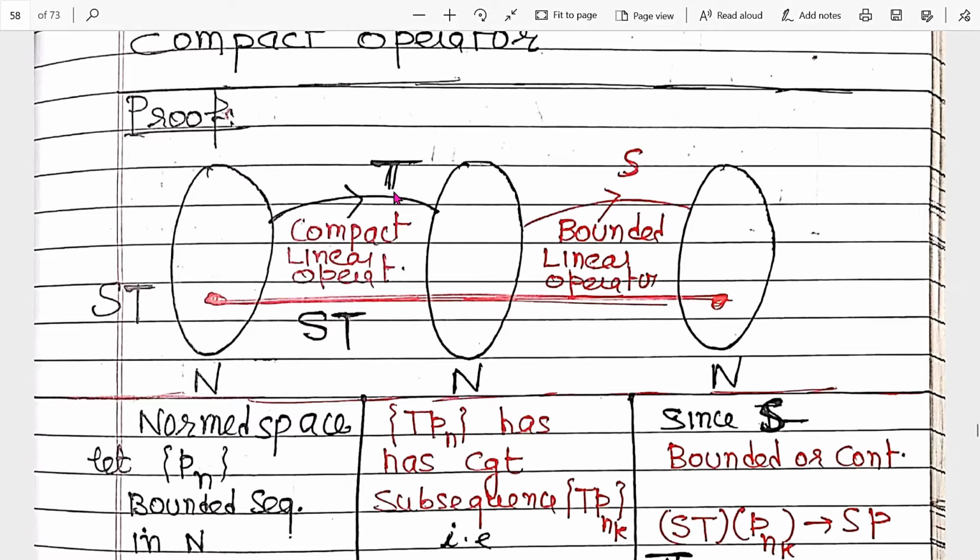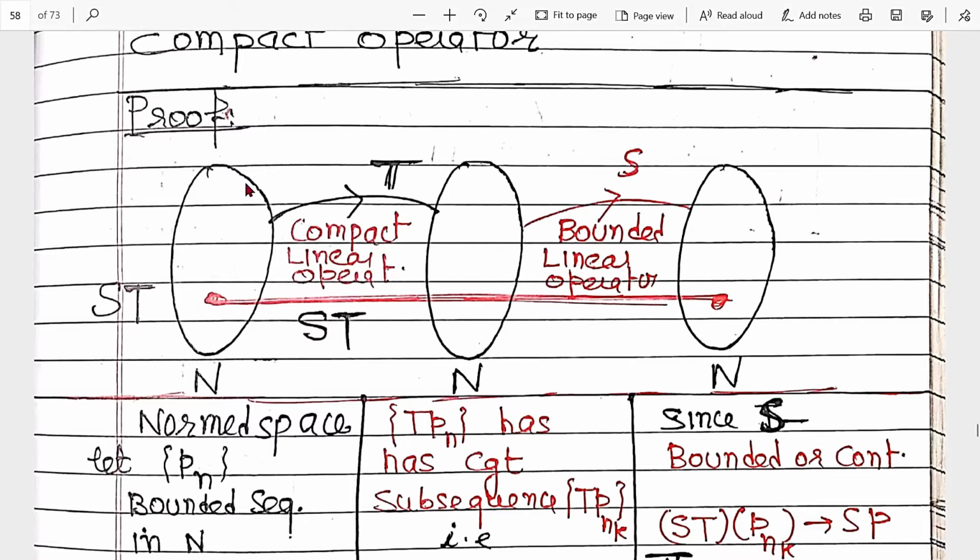So this mapping T is a compact linear operator, and S is a bounded linear operator. Then the composite mapping ST is from N to N. Our purpose is to prove that ST is a compact linear operator. In order to prove this, we take a bounded sequence from the domain, and its image in N should have a convergent subsequence. If it does, then this operator is compact.